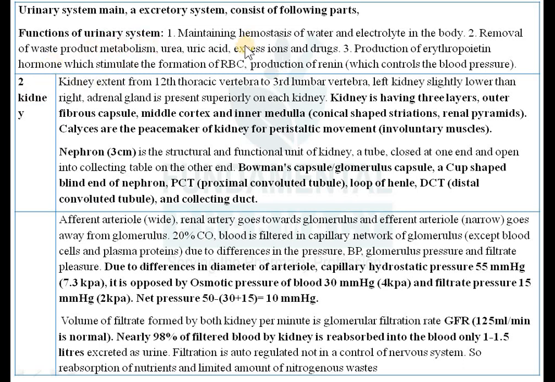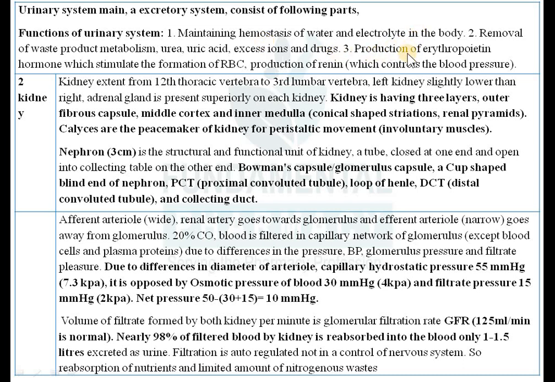So main function is maintaining homeostasis of water and electrolyte of body, means it will balance your electrolytes and water. So electrolyte and water balance is the main function of your kidney, urinary system, okay. Second function, it will remove all the waste product, all the toxic metabolite and metabolic waste product, okay. So removal of waste product of metabolism like urea, uric acid, excess of ions, then xenobiotics or drugs, okay. So removal of your unnecessary compounds, then maintaining the water and electrolyte balance of body, and production of hormones.